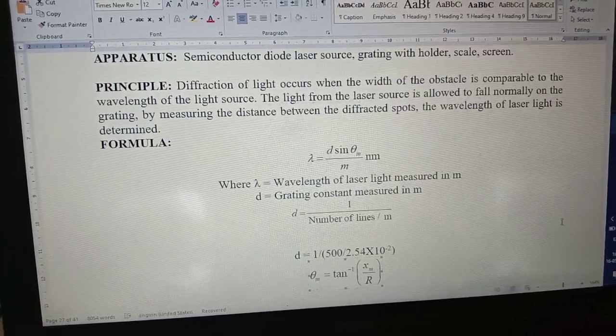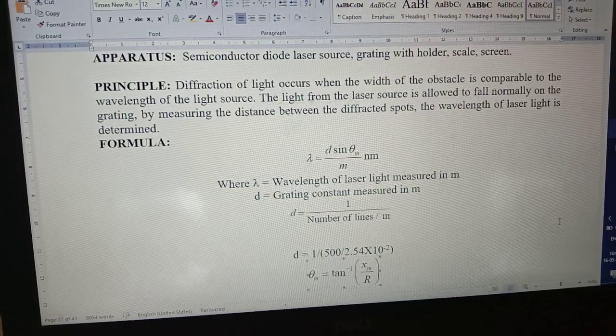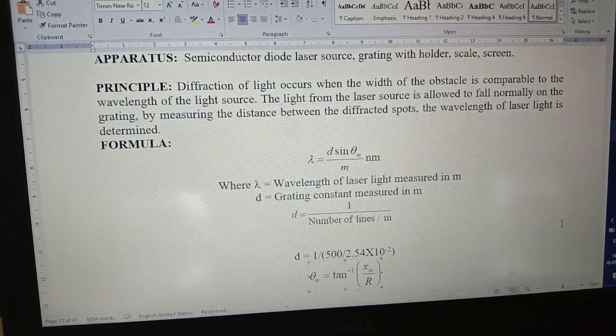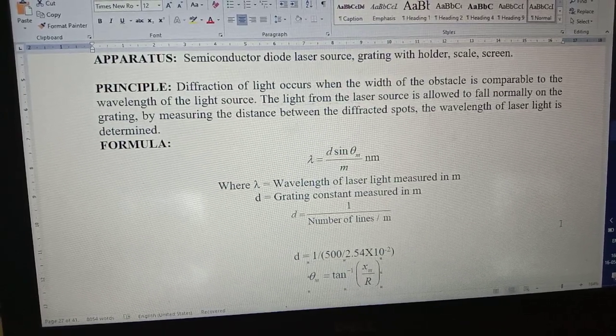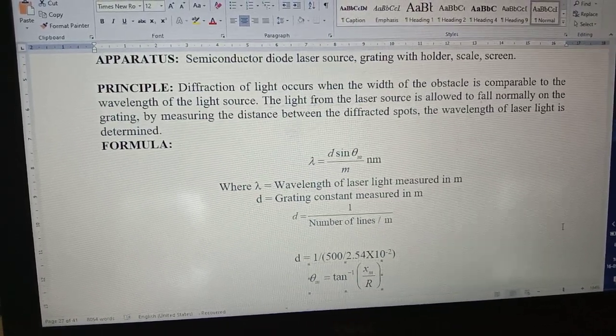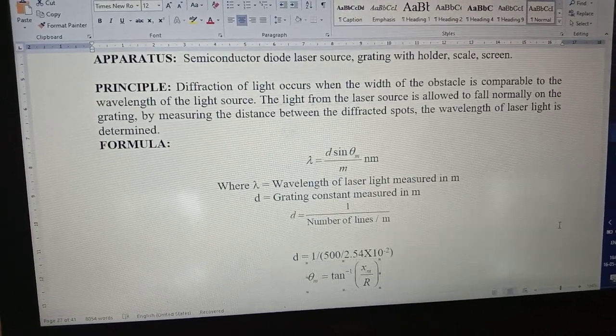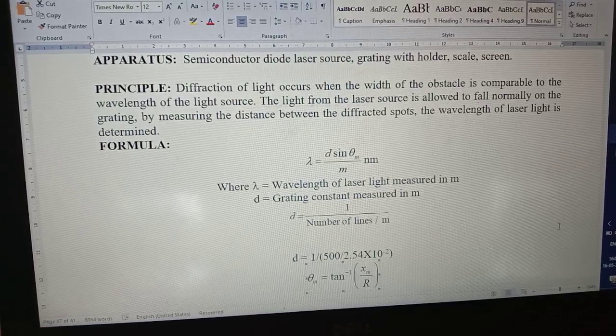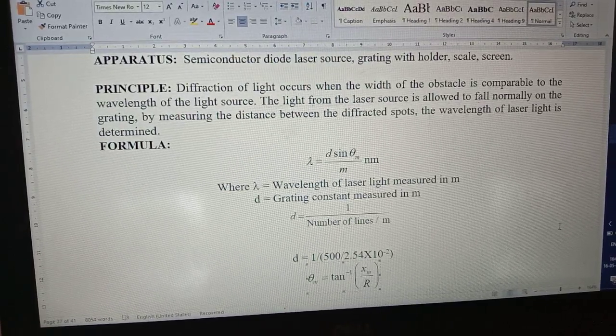The principle of this experiment depends on the phenomenon of diffraction of light. Diffraction occurs when the size of an obstacle is comparable with the wavelength of the light source, then the light waves get bent across the obstacle, leading to a diffraction pattern.